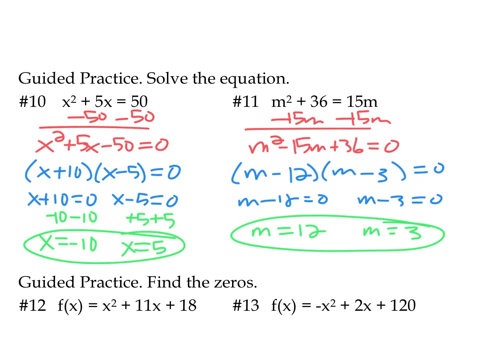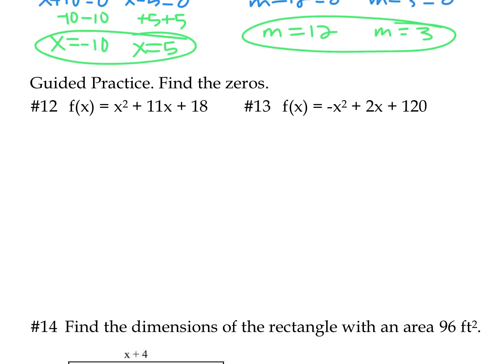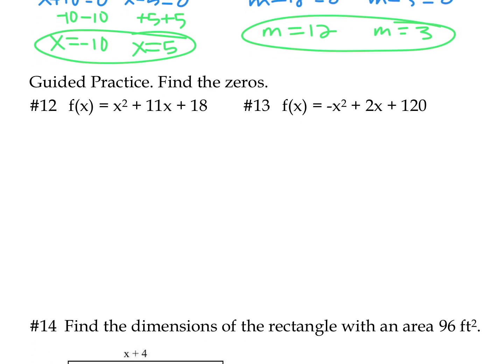If you'll recall, finding zeros is the same as finding solutions. Roots, zeros, solutions, those mean the same thing. So in this situation, find the zeros. That means find the values of the variable that will make the equation equal to 0. Well, equal to 0. That's where I can use the factoring and the zero product property to solve this.